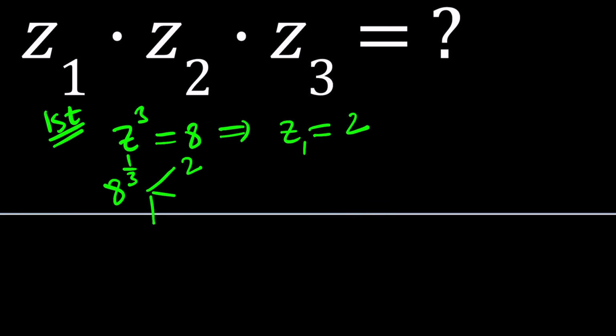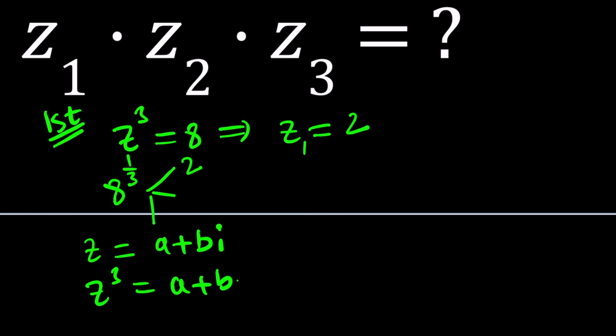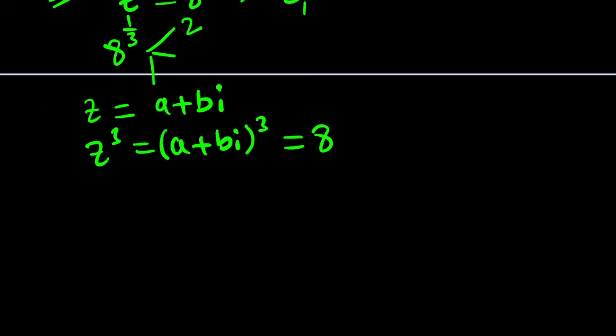There's a couple ways to go about it. One method, which is probably something that you'll almost never use, is since z is a complex number, and what is the name of this channel? Don't ever forget, okay? It's A plus BI. So set z equal to A plus BI, and then cube both sides. That's going to give you A plus BI to the third power, and then set it equal to 8. And then from here, try to find the values of A and B. And good luck with that, because that's going to take forever.